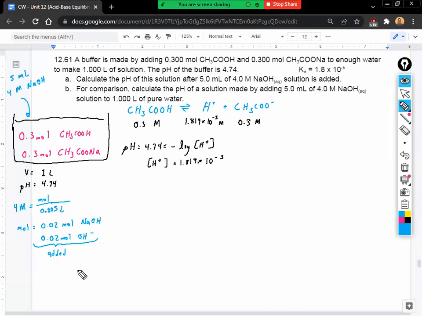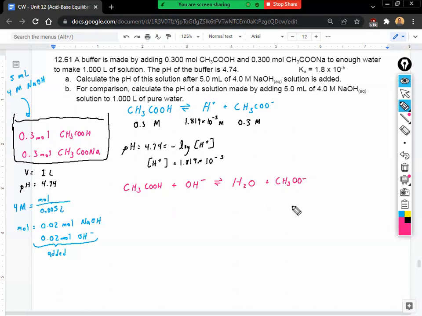All right, so when you add the base into your buffer, what's going to happen is we're going to get another chemical reaction going. So inside of our solution, we're going to have the acetic acid. And we know that when you add a base, it's going to react with the acid. So the acetic acid is going to react with the hydroxide that was added in there. It's going to go to equilibrium. And then we can write that it forms H2O, water, and it's going to form acetate.